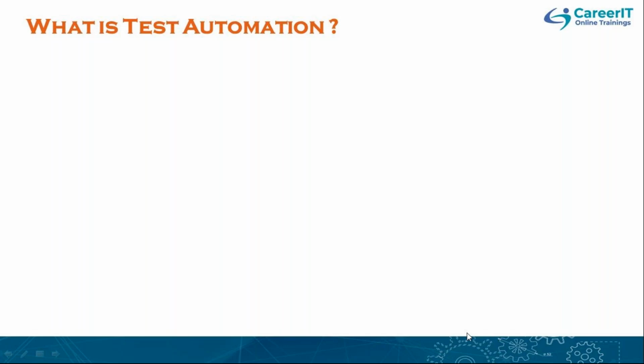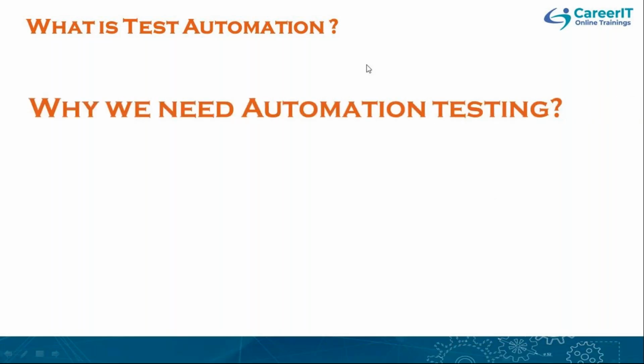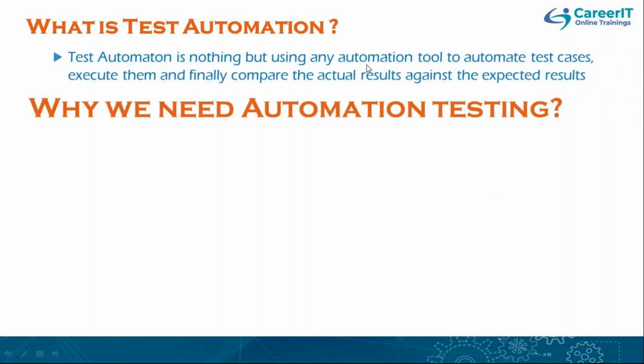Now let's see what test automation is. Test automation is nothing but, here, guys, we are going to use a particular tool. Whatever we do manually as part of manual testing or functional testing, like validation or verification, the same thing we are going to do here with the use of a particular automation tool. That is nothing but test automation.